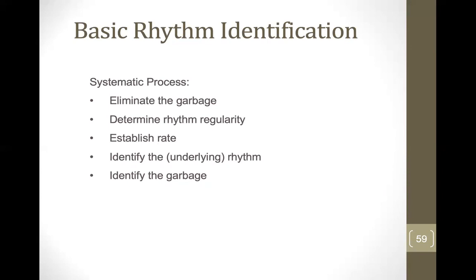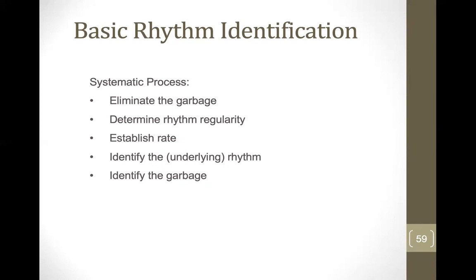The first thing we're going to do when we look at any kind of rhythm strip is we eliminate the garbage. There's often garbage that comes with it. I'll show you some examples and we'll talk about later what that garbage might be. Then, instead of looking at everything, we're going to just identify what the underlying rhythm is. And we're going to find out if it's a regular or irregular rhythm. So is it a regular rhythm or is it not? We're going to take a look at the rate to figure out how fast it is, because that's going to tell us what kind of rhythm it is.